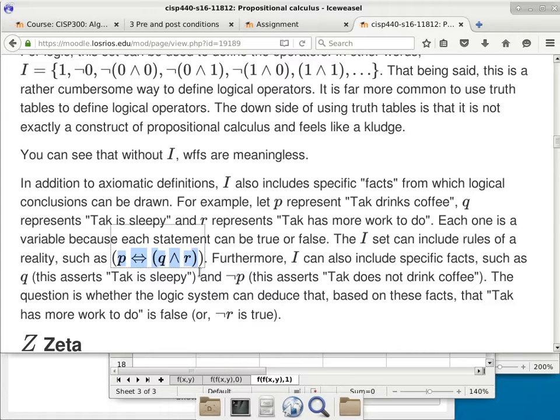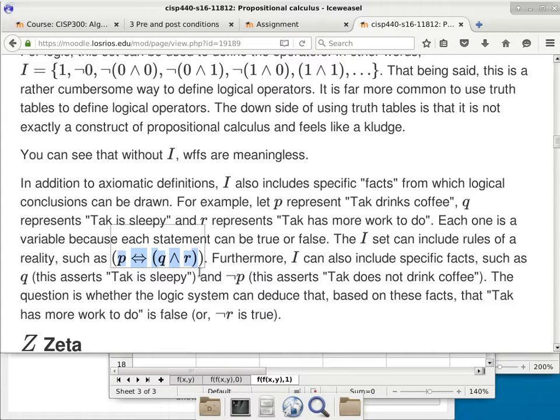Yes. So basically, when I put this formula into Iota, I'm saying Tech drinks coffee if and only if he is sleepy and has more work to do. And. This is an and.